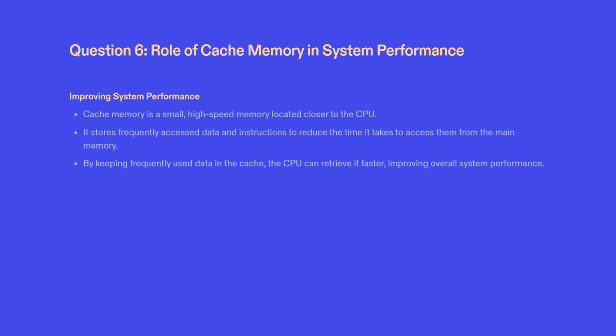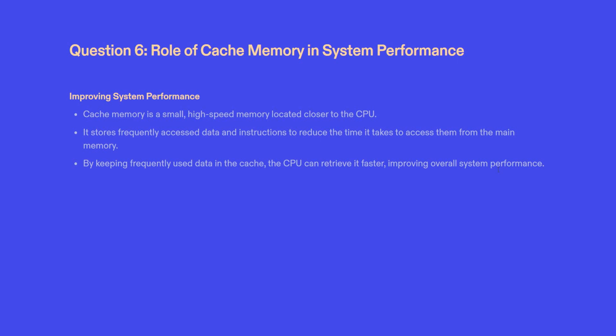Role of cache memory in system performance. So what does the cache memory do in system performance? Cache memory is a small high speed memory located closer to the CPU. If you have learned operating systems, cache memory is one of the biggest topics that every graduate should master. It stores frequently accessed data and instructions to reduce the time taken to access them from the main memory. By keeping frequently used data in cache, the CPU can retrieve it faster, improving overall system performance.